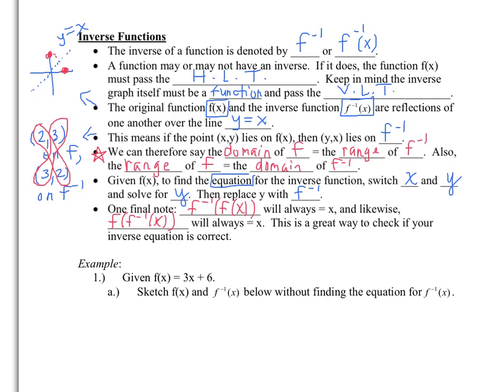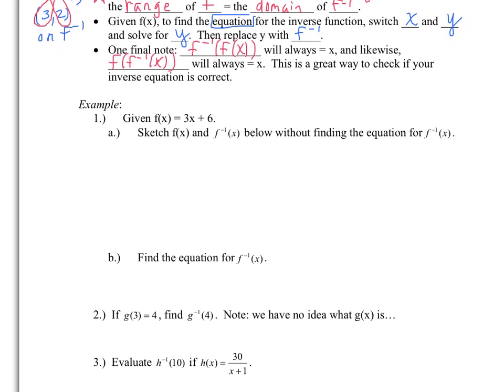So let's take a look at an example here. Suppose we're given this function, f of x, or y, equals 3x plus 6. We want to sketch this and the inverse below without actually finding the equation for f inverse. If we were to graph the line 3x plus 6, we know that we're going to have a y-intercept here of 0, 6. The slope is 3, so it's going to be fairly steep. So this line right here is my equation for f of x.